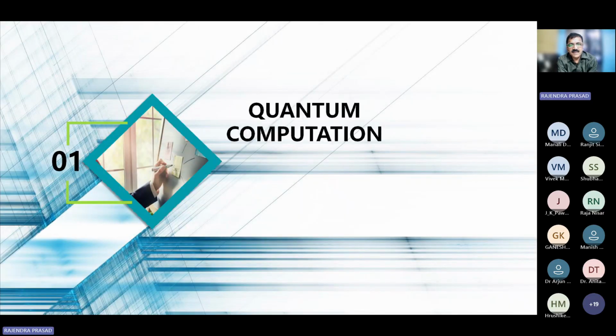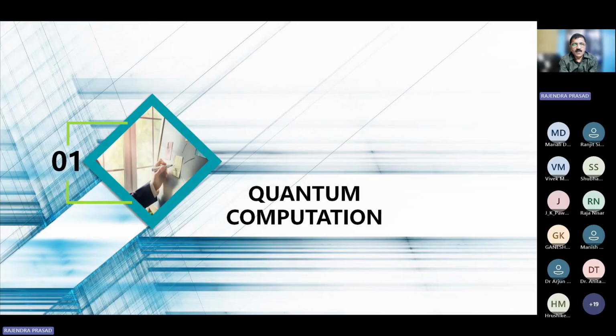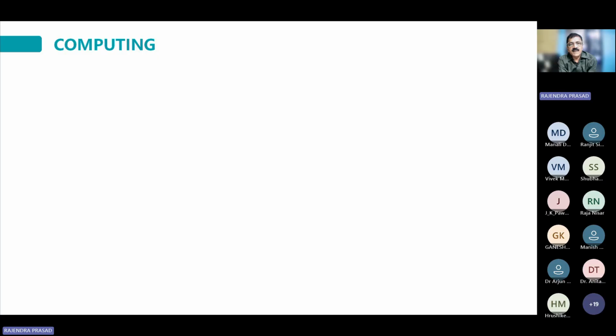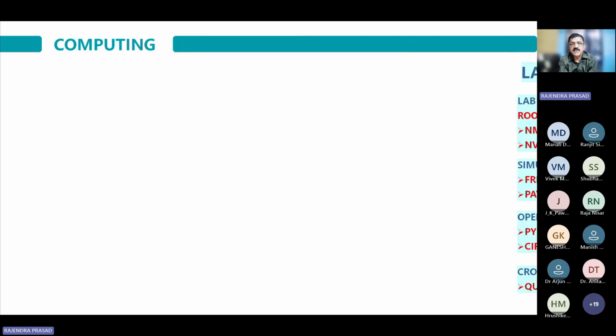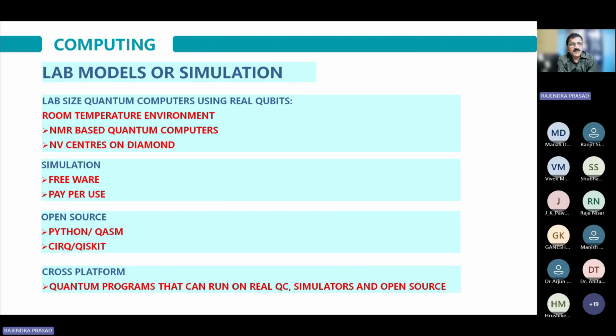The first part we'll address will be quantum computation. How we can create a lab for quantum computation, where a computing system is in your lab. Now, for lab-size quantum computers using real qubits, which means you have to have a room temperature environment, that is only available in NMR-based quantum computers and NV centers in diamond. If we use that for quantum computation, only these two are available.